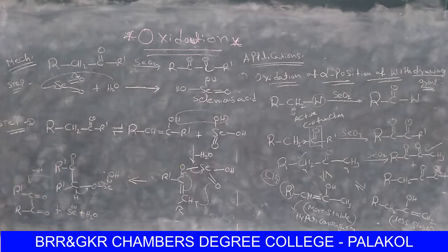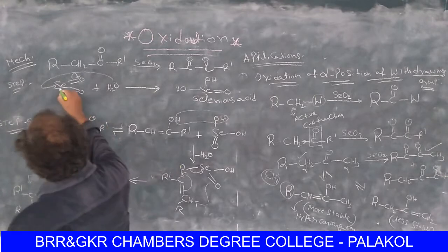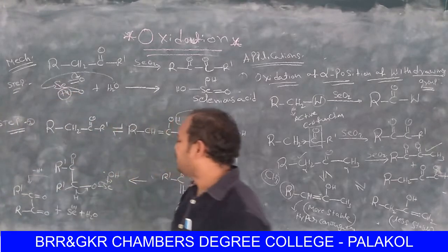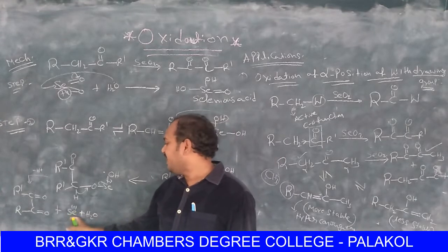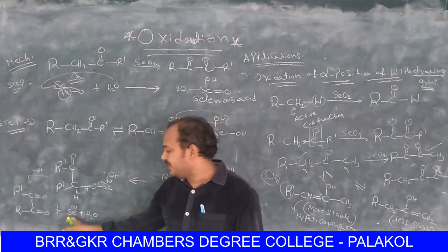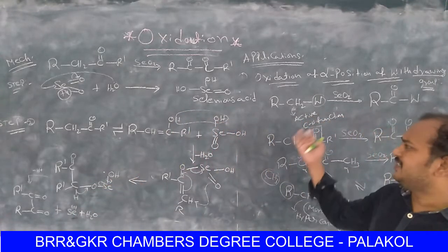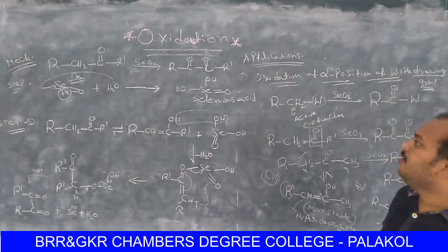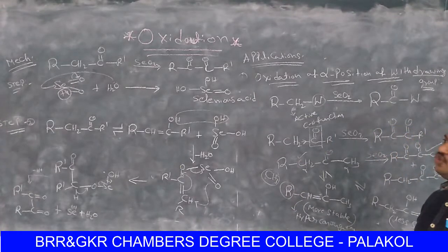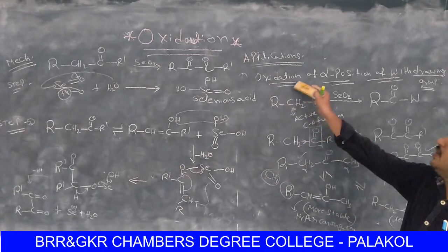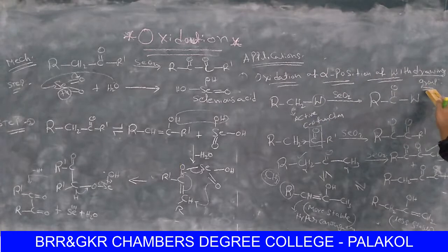Have a look here. We started with the +4 oxidation state, but during the course of the reaction we are getting the 0 oxidation state for the selenium. Like that we can write its mechanism and synthesize the products. So this is the main mechanism involved in the conversion of the alpha position adjacent to the carbonyl. So what is the first application? Oxidation of the alpha position of the carbonyl into its corresponding carbonyl compound. That is the first application, right?